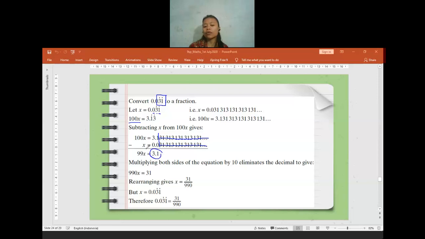This is 100x minus x, it will be 99x. And then, as you know, it will not be okay if I have 3.1 by 99. It's not okay to combine the fraction and decimal all together. So you can multiply each of them by 10, so later the decimal will be gone. So it will be 31 by 990.